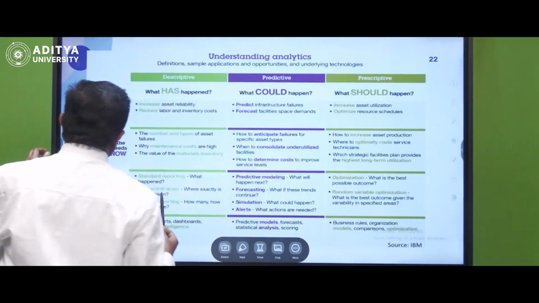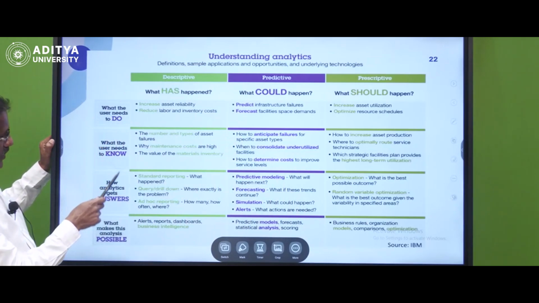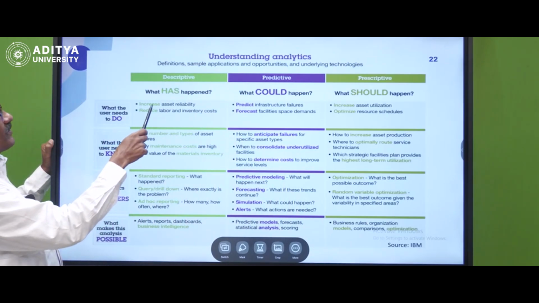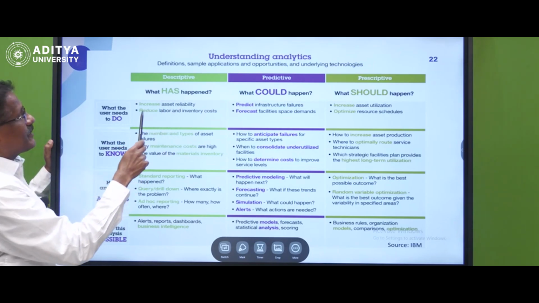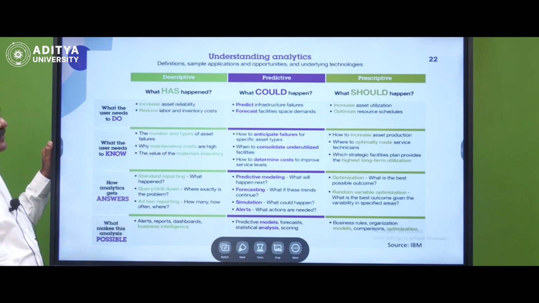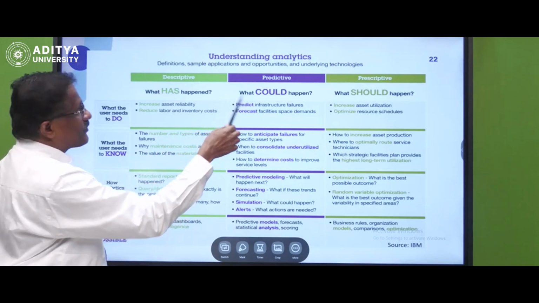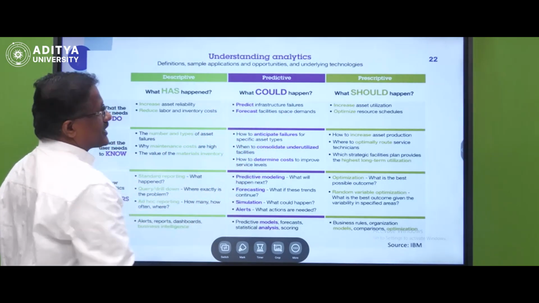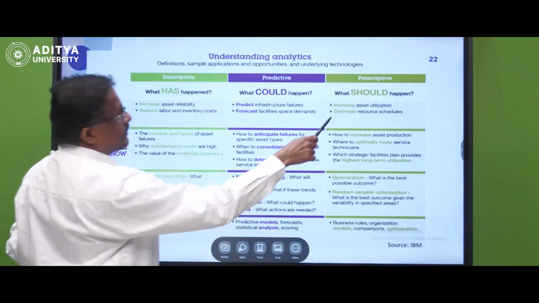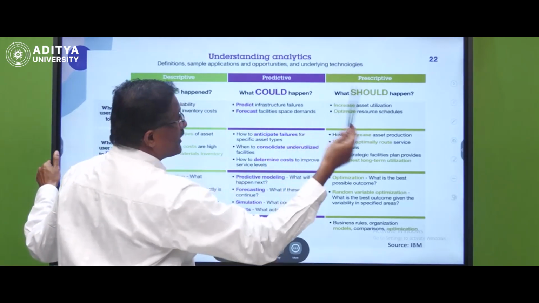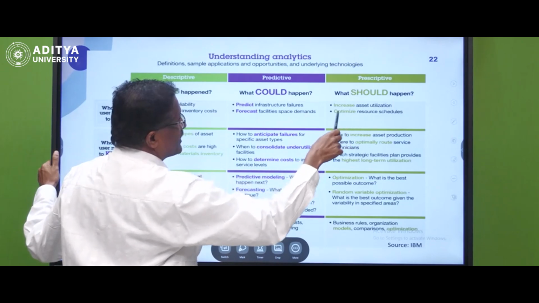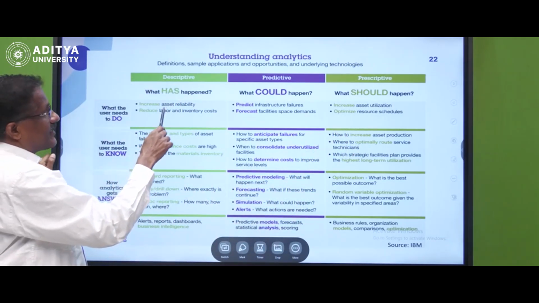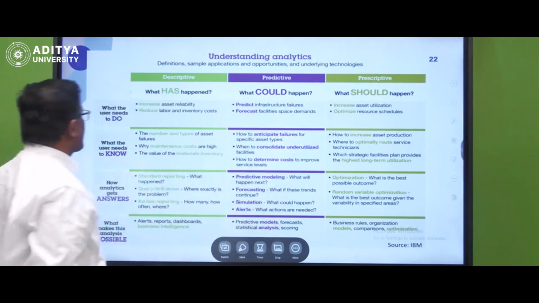Here we know what we do, no answer possible. Suppose what the user needs to do: increase the asset reliability, reduce the labor cost. What could be done for the future? Predict the infrastructure failure, forecast the facilities and space demands. Prescriptive: what should be done? Increase the asset utilization, optimize the resource schedules. Everything is related from one to another.